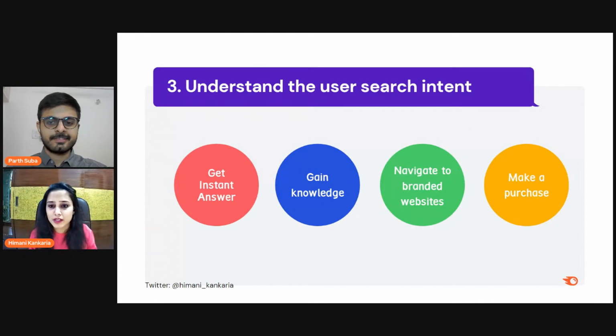So there could be 4 different search intents behind a person's search: whether they need instant answers, whether they need to gain knowledge, whether they need to navigate to branded websites. Say, if I search Nike, then there will be a website for Nike and you need to click and move to its branded website, or make a purchase, which talks about product or category pages. So you need to understand the user search intent before going ahead with any other steps. Because if you know the search intent, you will be able to optimize and own a featured snippet very fast.